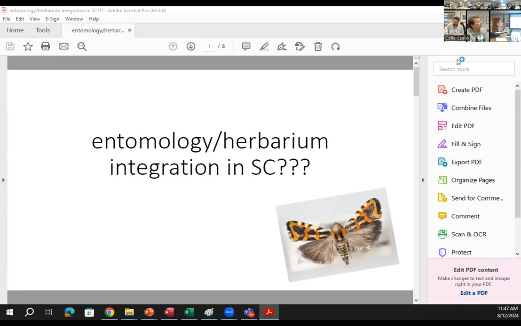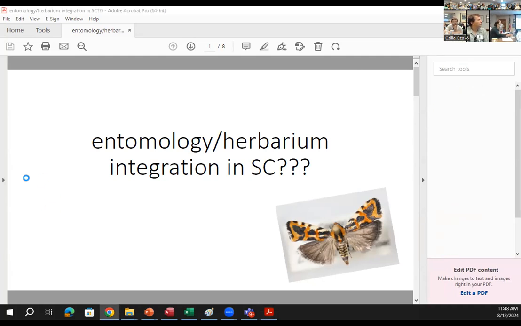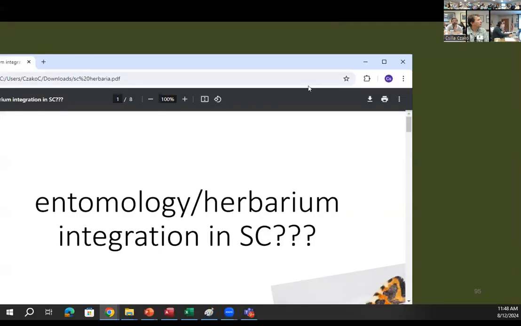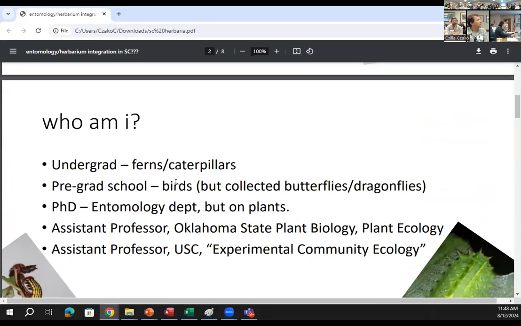Okay, so today I'll talk about entomology, and I should note that I'm on the board of the South Carolina Entomological Society as well. However, I come from a botanical background. I think some of the same issues that we just heard about are also going on in entomology. And as everyone in this room knows, these collections have never been more important.